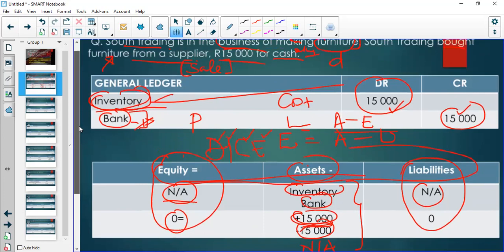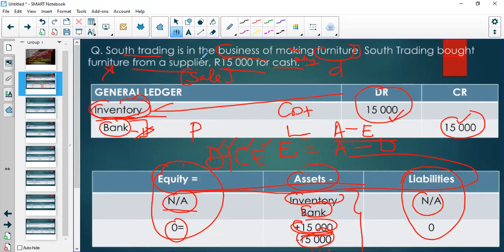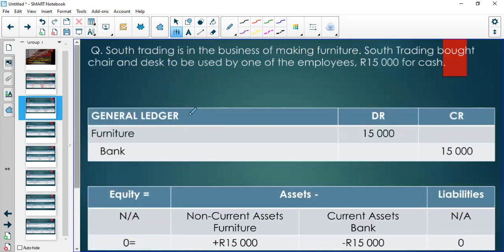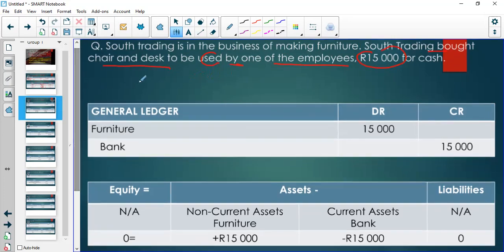So we said this is going to debit inventory because this is the business, right? So it's not furniture. It was going to be furniture if it was for use in the business, but because this is for sale to customers, this is inventory. Now here's a case where we bought a chair and a desk to be used by one of the employees. The amount is still the same, but as you can see, this is no longer for sale to customers, but this is for use.